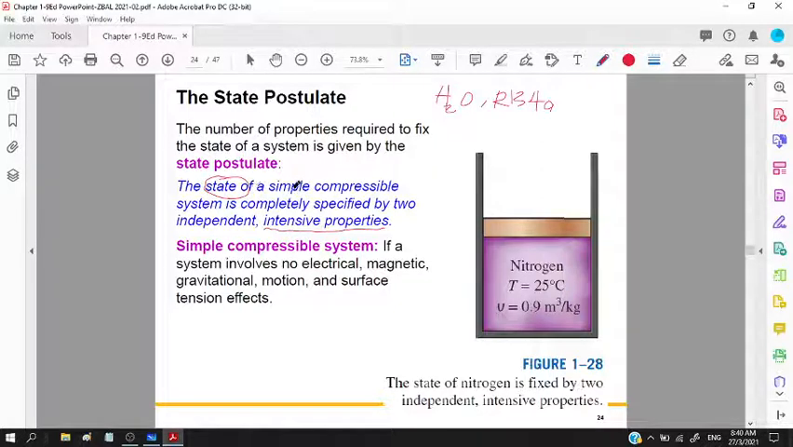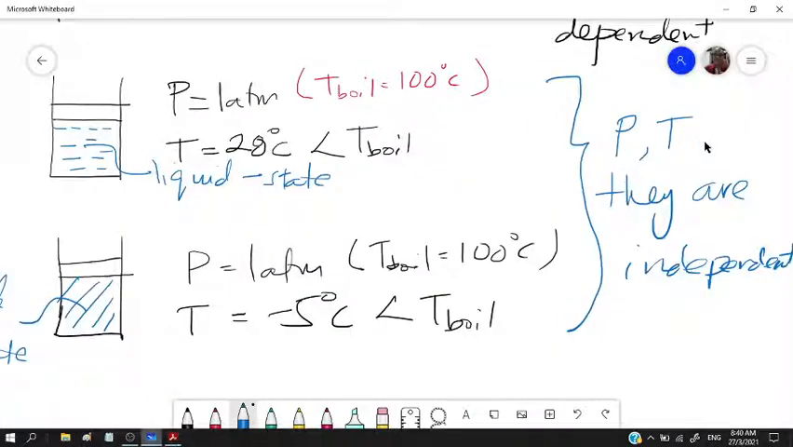The state of a simple compressible system is completely specified by two independent intensive properties. So what is intensive? We know that the pressure and temperature are intensive. Okay, they do not depend on the size. If we change the size of the system, the pressure and temperature will remain the same.